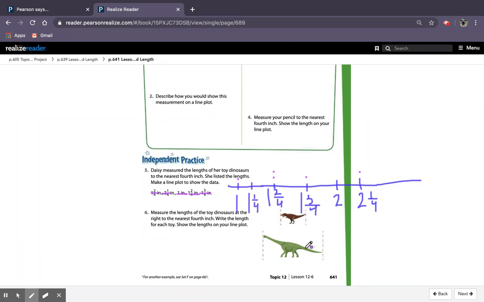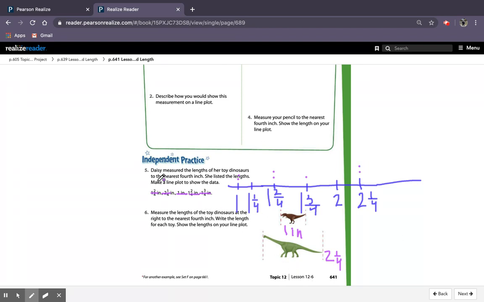So this one right here was 1 inch. So I would do another dot above my 1. And then this one is 2 1/4. So I would have it there.